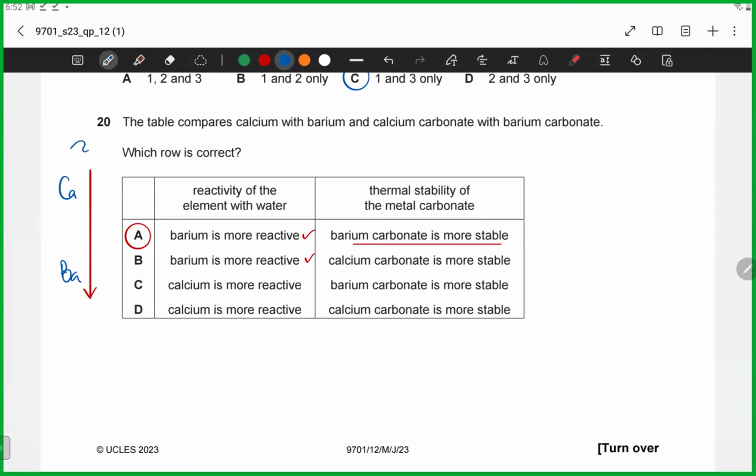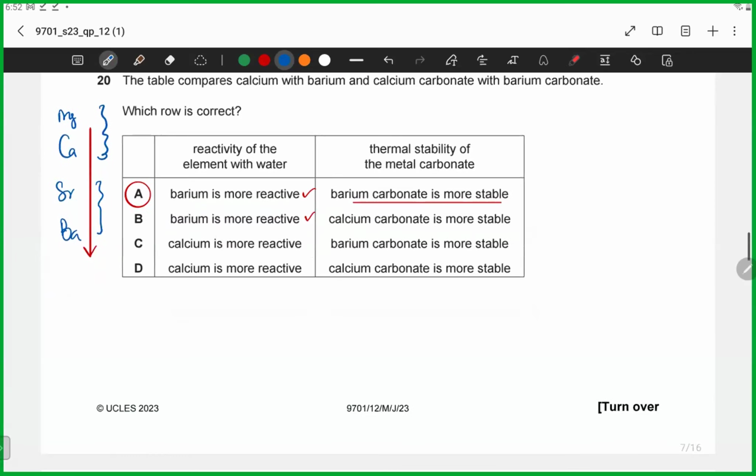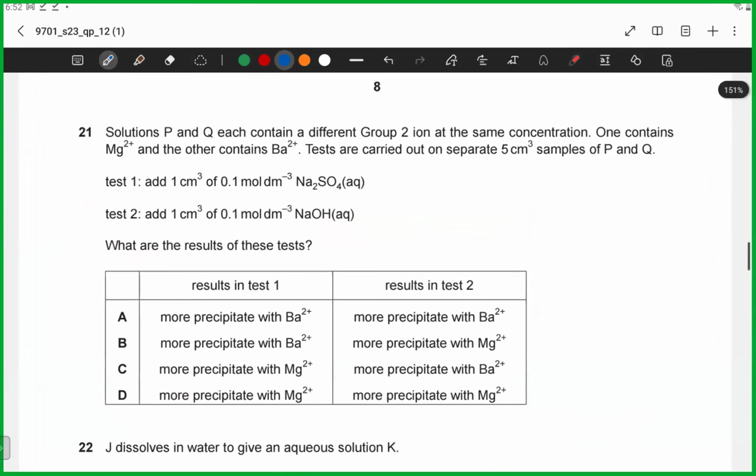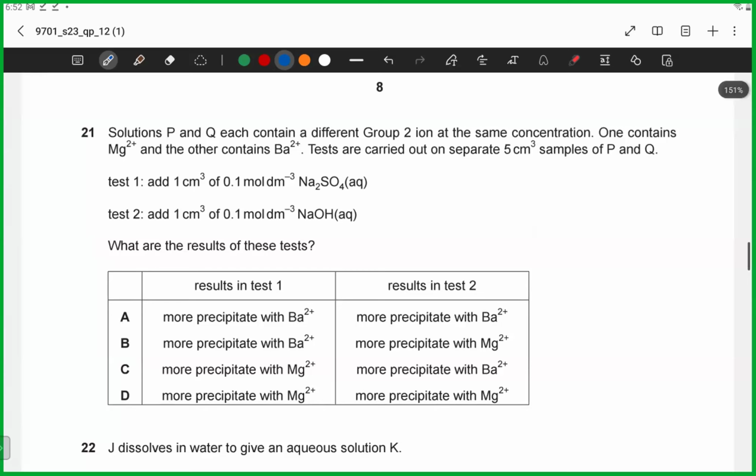कि like you got Mg and you got Ca and you got Sr, right? You have to remember the first two carbonates, they decompose in a Bunsen burner, right? जो bottom two के carbonates हैं, they don't decompose in a Bunsen burner. अच्छा, next one.